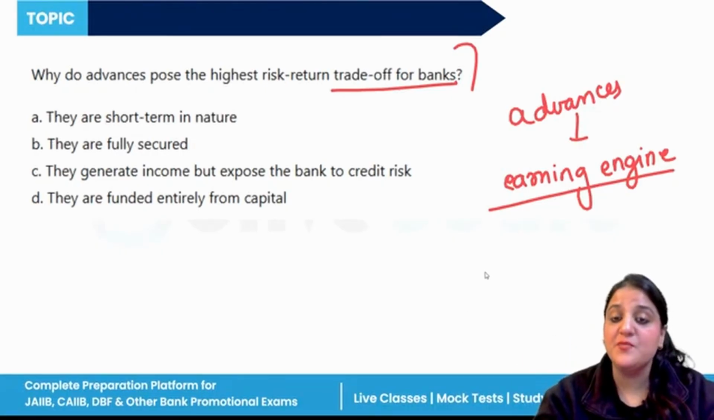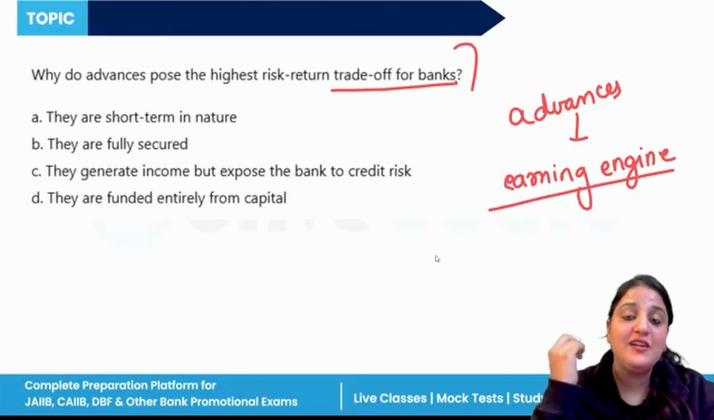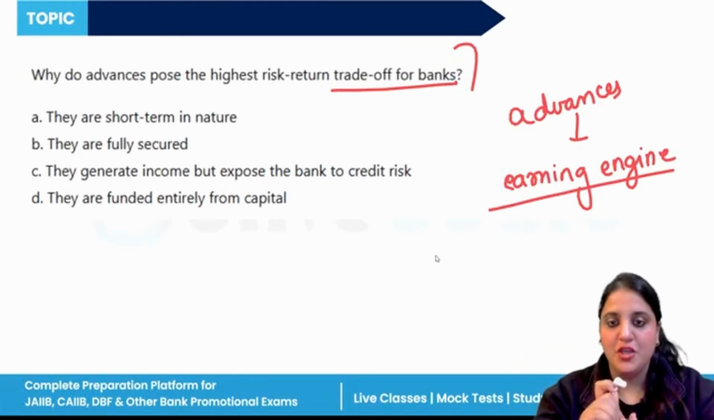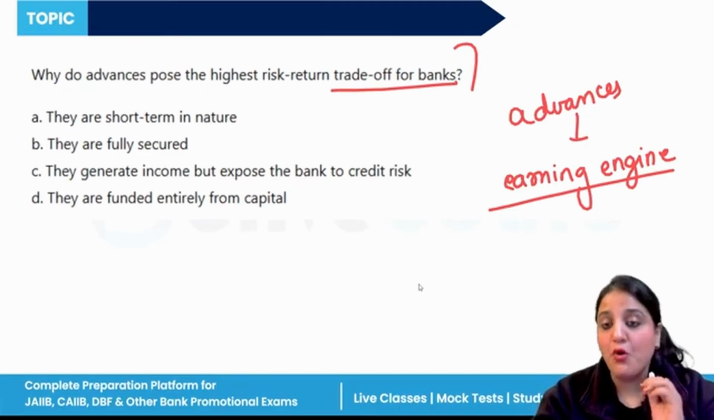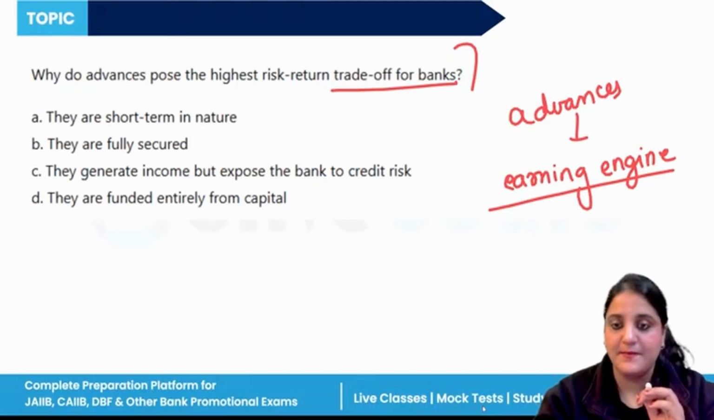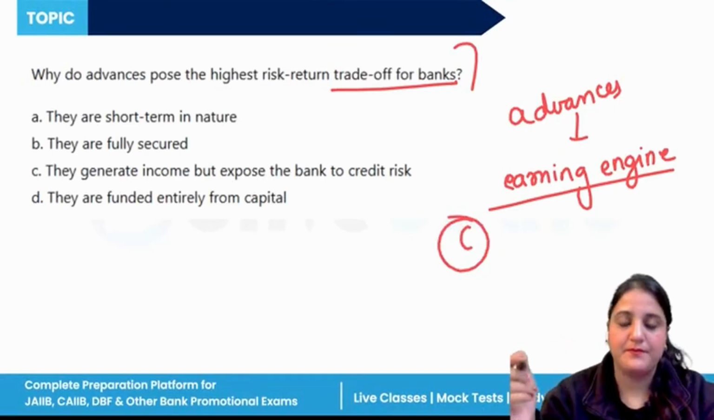So why do advances pose the highest risk return trade-off for the banks? Because income generation comes with the default risk. They generate the income but expose the bank to the credit risk. So the correct answer is the option that says they generate income but expose the bank to the credit risk. So which option is correct? C option is correct. Right?